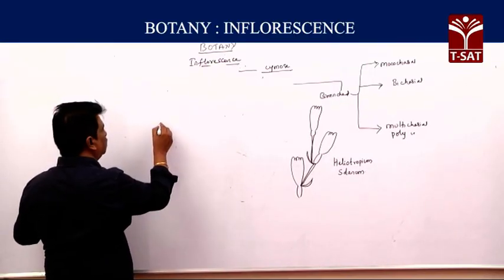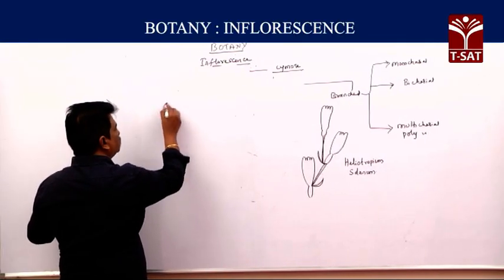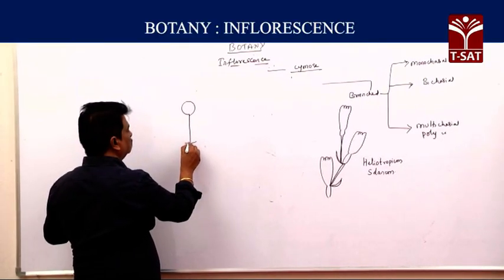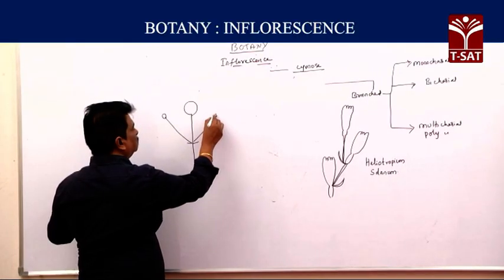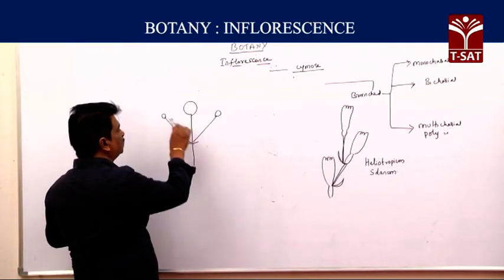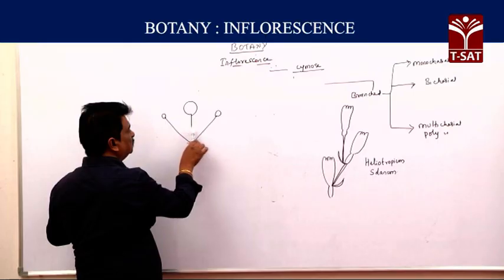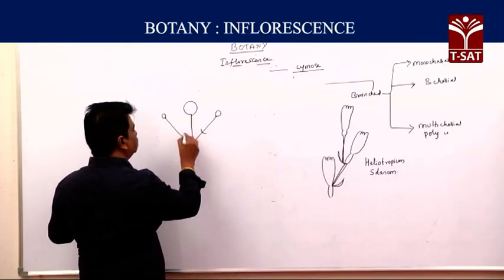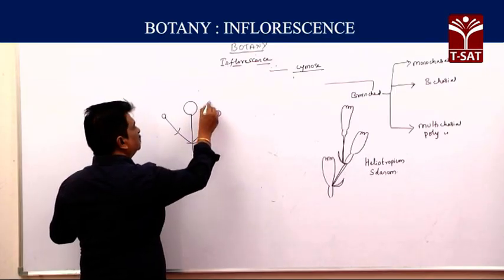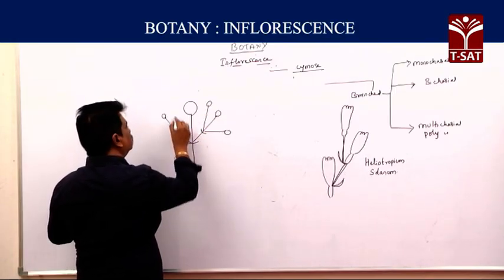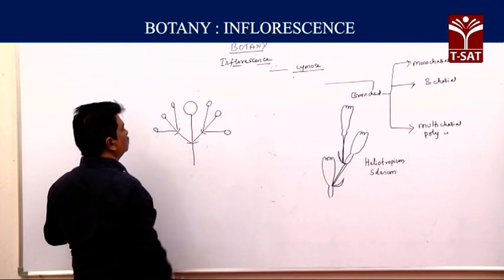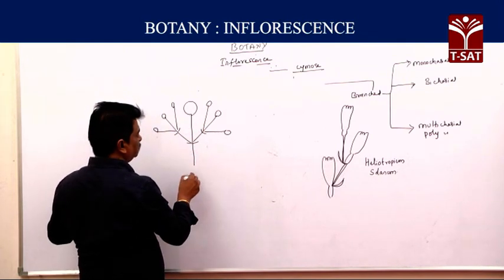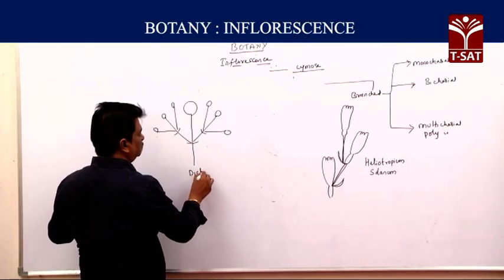How? Dichasial, first generation: the main axis ends with a flower and 2 branches are formed, so first generation has 3 flowers and 2 branches. Second generation means both branches again produce 2 flowers each, so second generation has 7 flowers and 6 branches in dichasial.